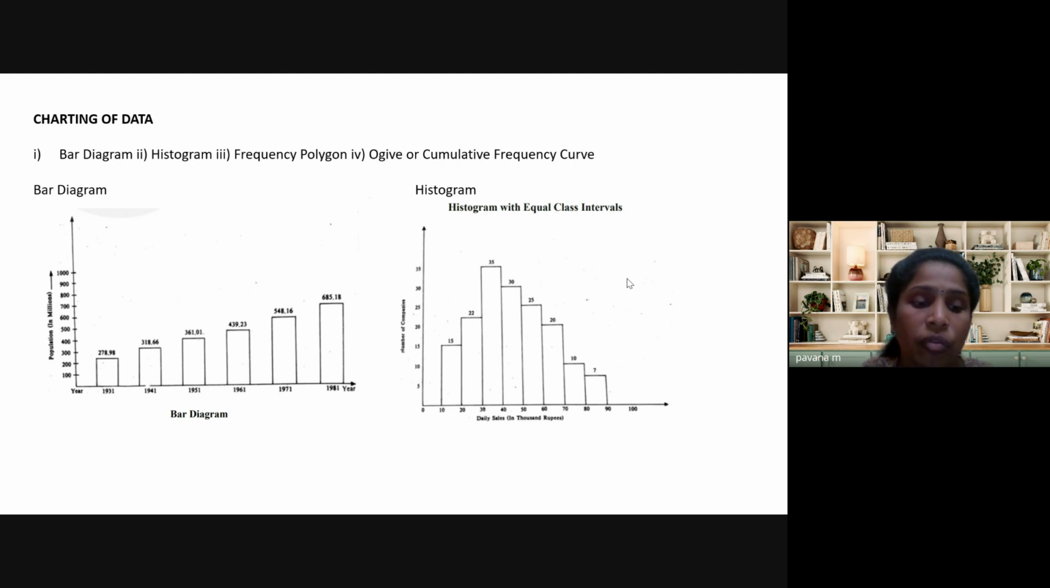For the first graph, the bar diagram, this is the common presentation for data. Why? Because it is very easy to administer. The data can be administered very easily, and it can be understood very easily. So that's why they commonly use bar diagrams. And next one is the histogram. Histogram means here for frequency distribution. If you want to focus on frequency distribution, you can use histograms.